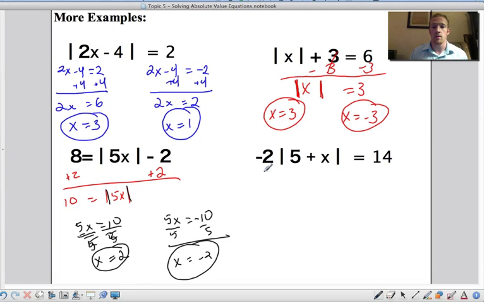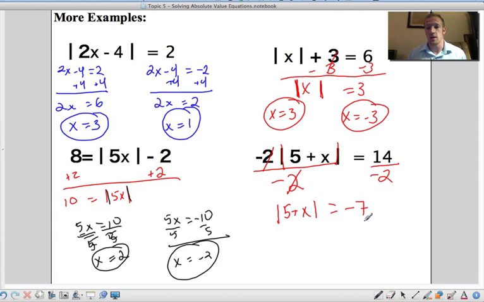Alright, so here, the absolute value is not alone, there's something outside it, so I have to divide by a negative 2, divide the whole side, and that reduces the negative 2, and I just have absolute value of 5 plus x equals, now I got to do it to the other side, right, same thing to both sides, and that gives me absolute value is negative 7.